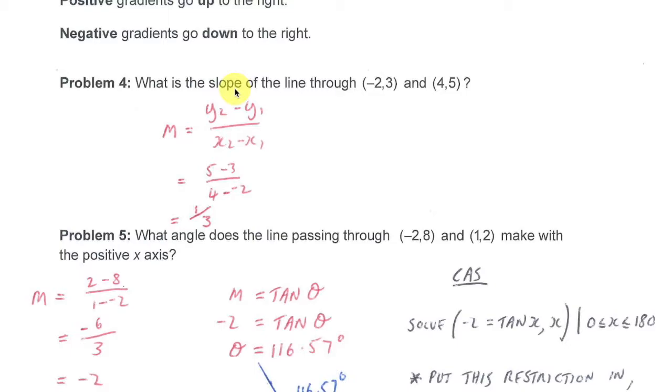Problem 4, what is the slope of the line joining these 2 points? Again, I refer to this first point as being x1, y1 and the second point as being x2, y2. Here's my rule, y2 take y1, so I want 5 take away 3, and then x2 take x1, I want 4 take away -2, and that will become 1/3.